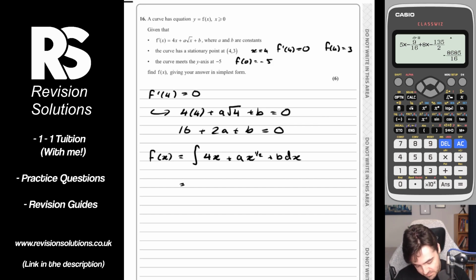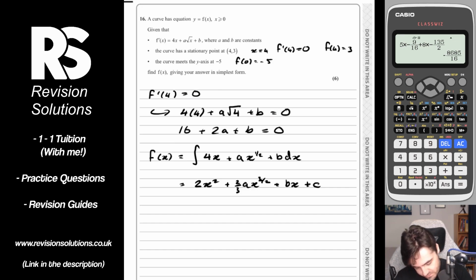and divide by that new power, that will leave us with 2x squared. Then raising the power of half by 1, that would be 3 over 2, dividing by that would be 2/3 a x to the 3 over 2. And then b will just integrate to bx. And then we're going to have an integration constant.